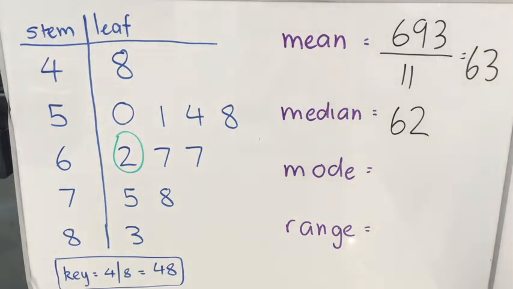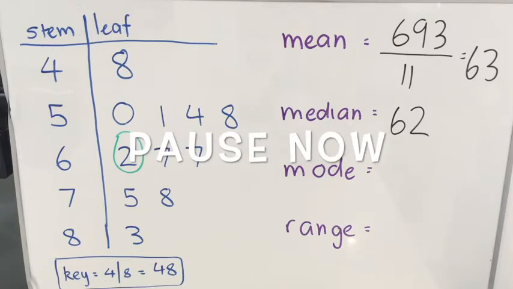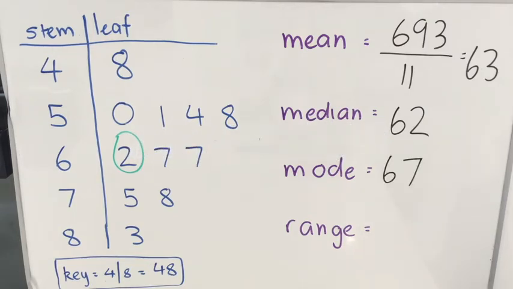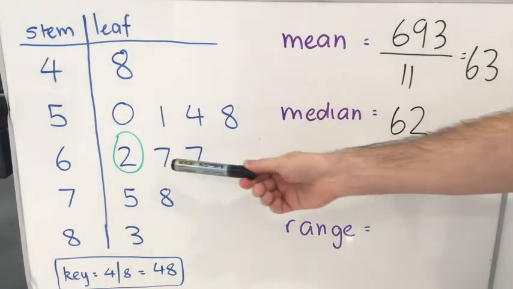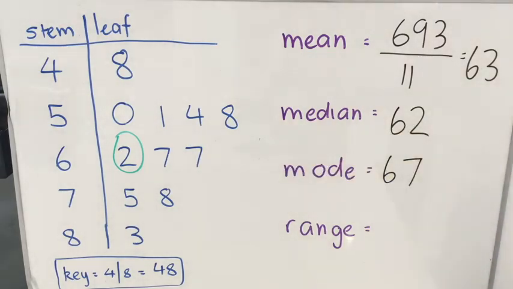Okay, I want you to find the mode. Look at your notes again. The mode is the most common number, the most frequently occurring number. So look at your speeds and find the most common speed that the car was travelling and write it down. The answer is 67 because there were 2 cars that were travelling 67 kilometres per hour.